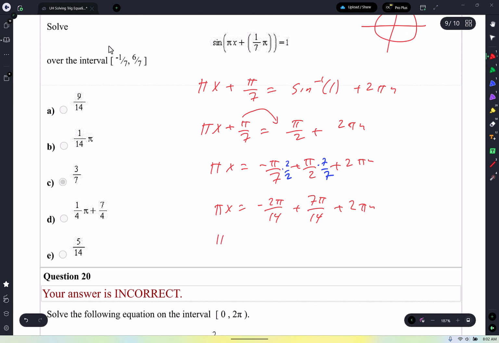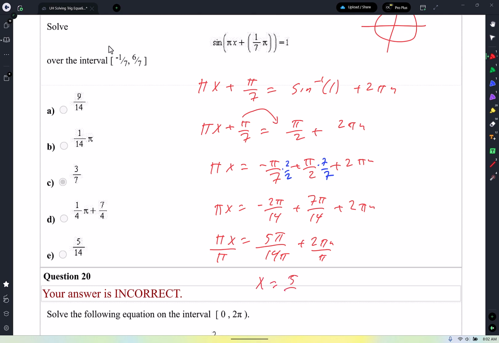So then pi x equals negative 2 pi plus 7 pi, that's 5 pi over 14 plus 2 pi n. And then finally divide by pi, divide by pi, divide by pi. So x equals 5/14 plus 2n. So there it is, 5/14, guys.